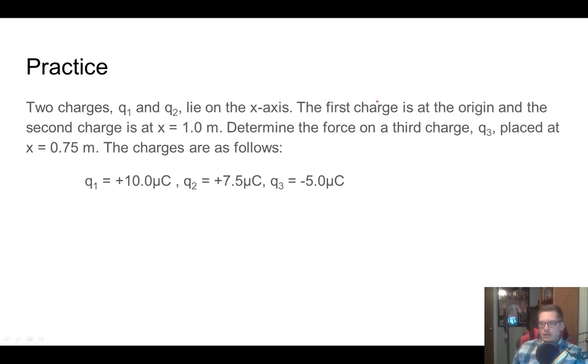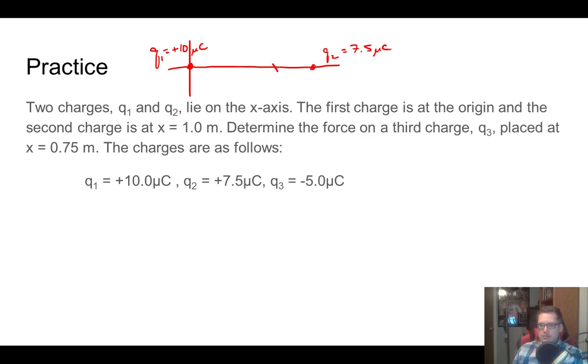It says two charges, Q1 and Q2, lie on the x-axis. The first charge is at the origin, and the second charge is at x equals 1. So we've got one charge right here, this is our Q1, at the origin of the x-axis. It says Q1 has a charge of 10 microcoulombs, so we'll say plus 10 microcoulombs. The second charge is at x equals 1, so we'll put this over here. This is our Q2, and it has a charge of 7.5 microcoulombs.